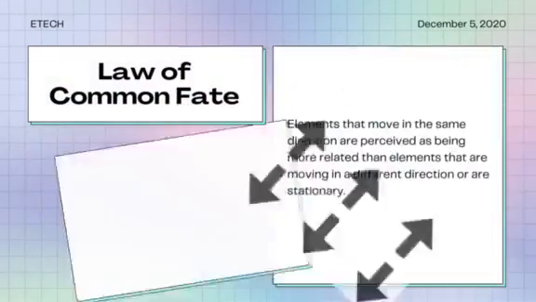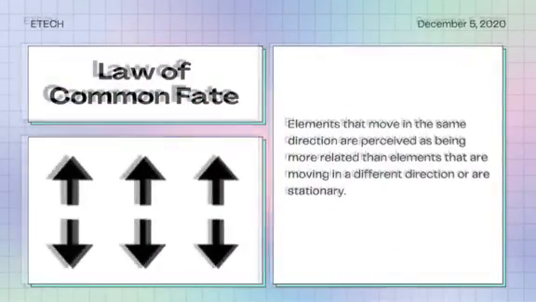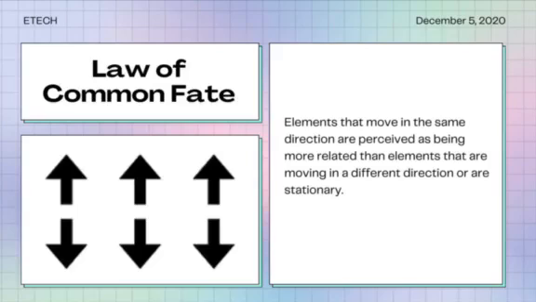Law of common fate. Elements that move in the same direction are perceived as being more related than elements that are moving in a different direction or are stationary. This law adds the additional element of time and movement. Most people will see this as 2 distinct groups of arrows connected by their common direction of movement.